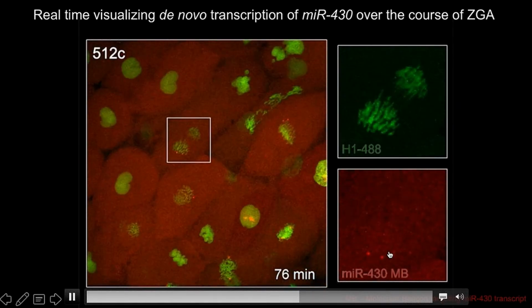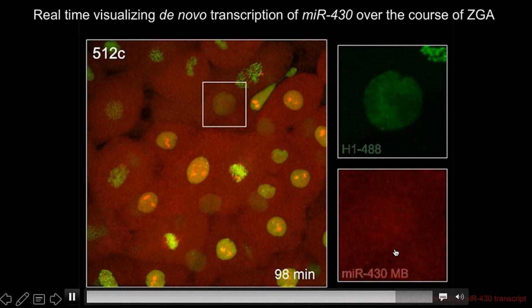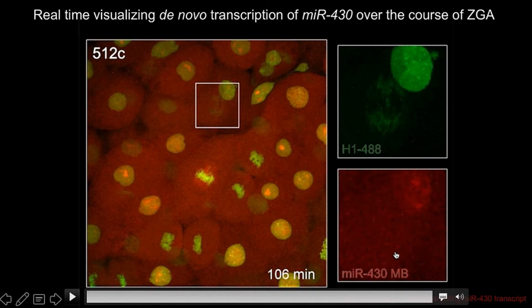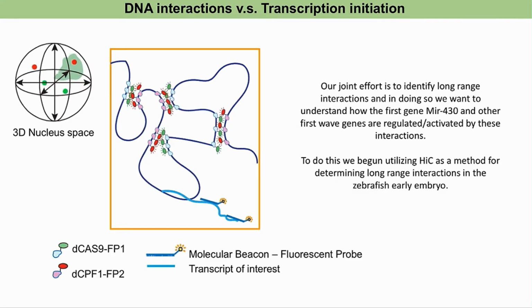In the future, what we are planning is to use higher resolution microscopy to label transcription as well as the different TADs that Brad is identifying through Hi-C, to then determine how the interaction between different regions influences the transcription within this locus, the very first locus of genome activation.